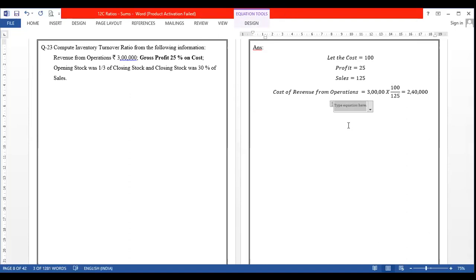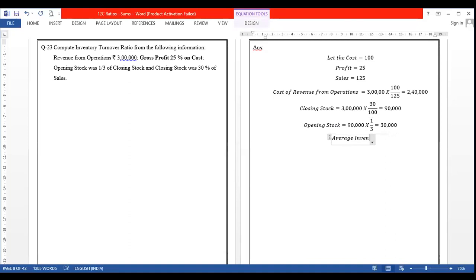Opening stock is 1/3 of closing and closing is 30% of sales. So let us calculate the closing stock directly. Closing stock will be equal to 30% of sales. Sales is rupees 3 lakh. 30% of 3 lakh will be 90,000. And then we need to have opening inventory. Opening stock is 1/3 of closing. Closing is 90,000, so 1/3 of 90,000 will be 30,000. Opening and closing have come, so we have to take the average.